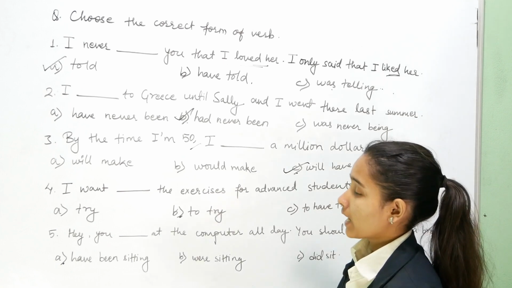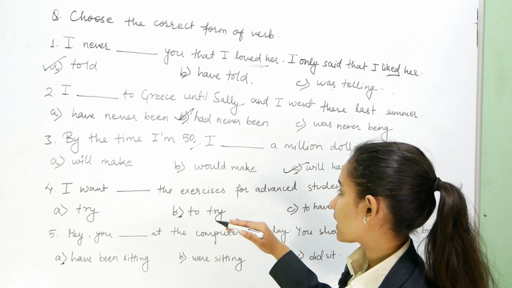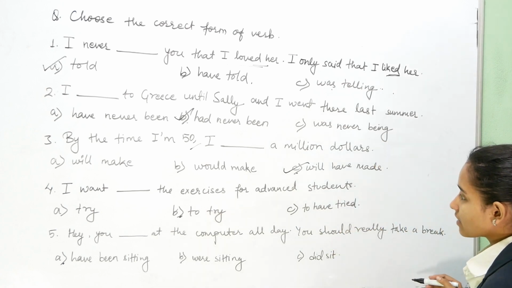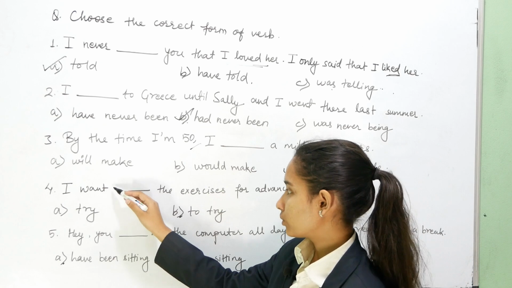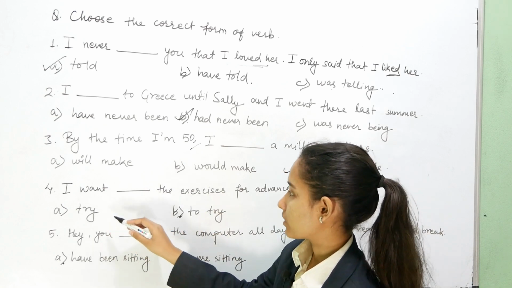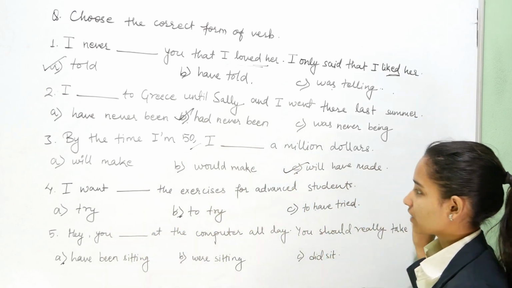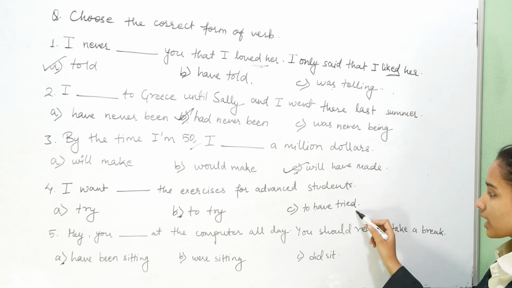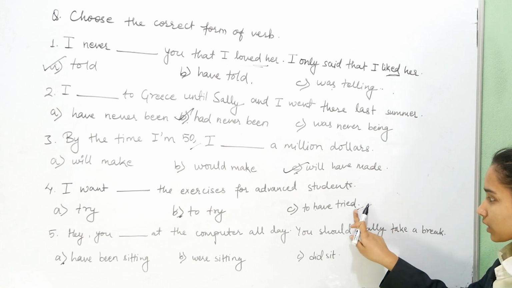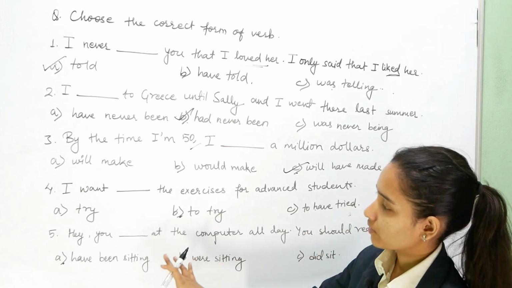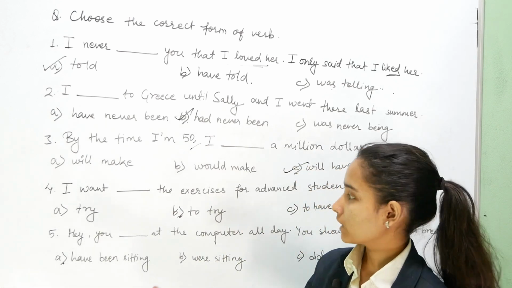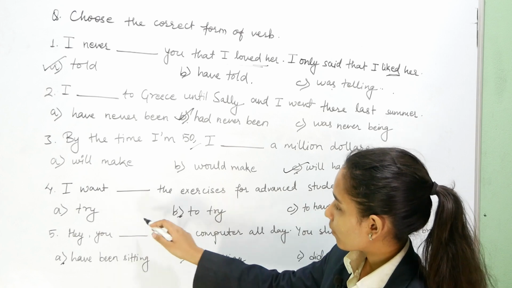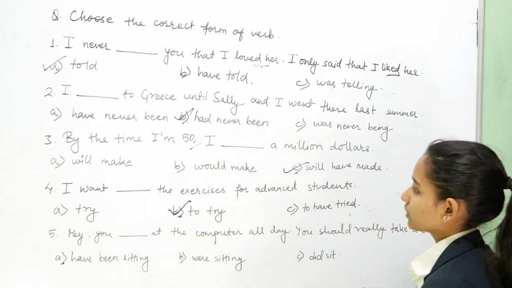Next question. I want dash the exercises for advanced students. I want to try. I want try. I want to have tried the exercises. यो चाहिँ future मा भइसकेको भयो. यो चाहिँ मात्र try भनेको भयो. यो चाहिँ उले गर्न मन लागेछ. So that is the thing. I want to try the exercise for advanced students.